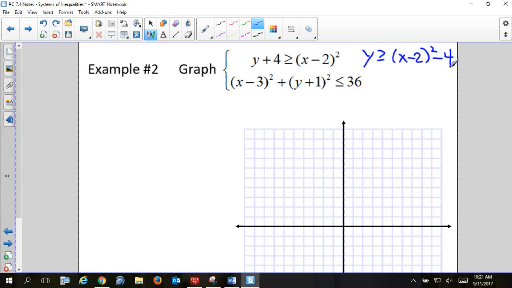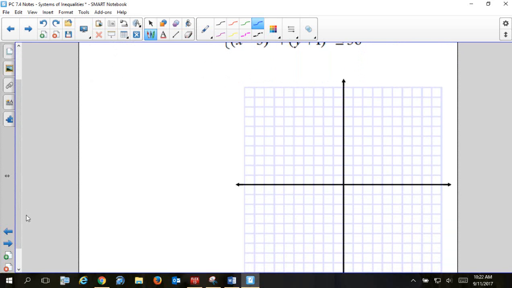And is there a stretch or a shrink on this parabola? No, there's only the translation of 2 to the right and then 4 down. So I'm just going to take my parent function, go 2 to the right, 4 down, and graph it there. If you don't have your parent functions memorized, the sooner the better, because we're still using them.